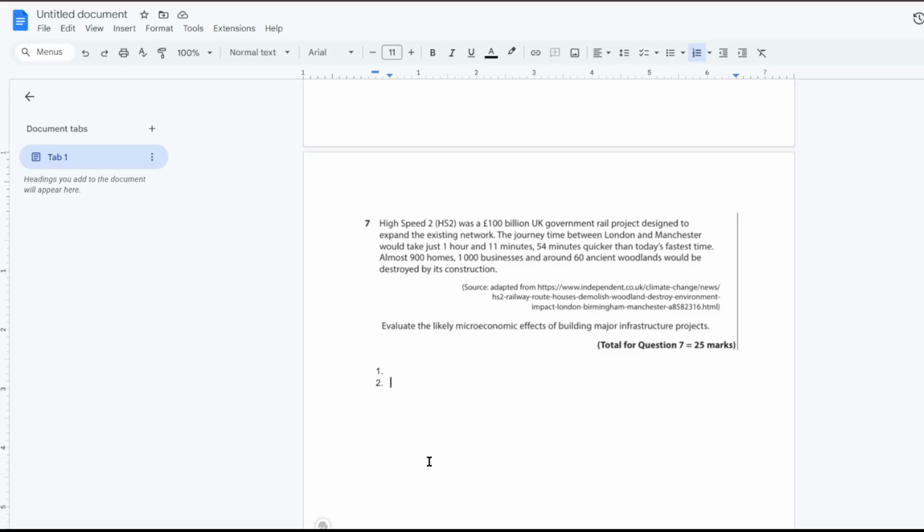Today we are looking at a 25 marker question from Edexcel Economics Paper 1. This is from the 2025 paper, and it reads, evaluate the likely microeconomic effects of building major infrastructure projects.